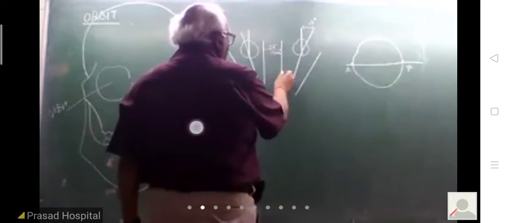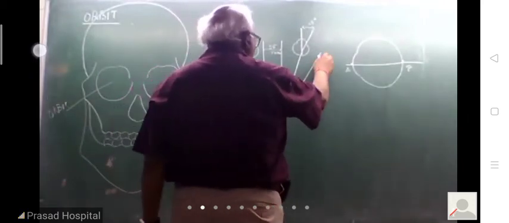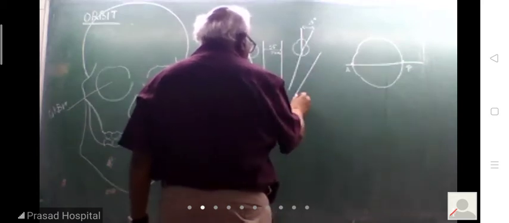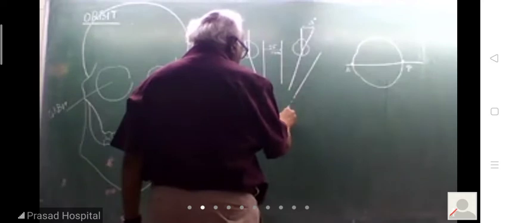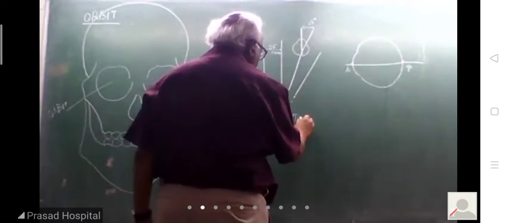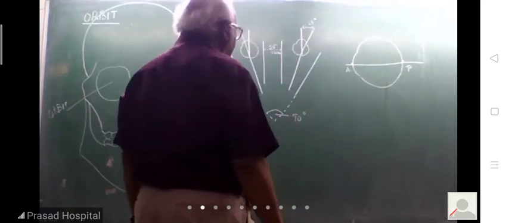The two medial walls are parallel. The two lateral walls, if you place them backward, are meeting at a point and making an angle of about 90 degrees.